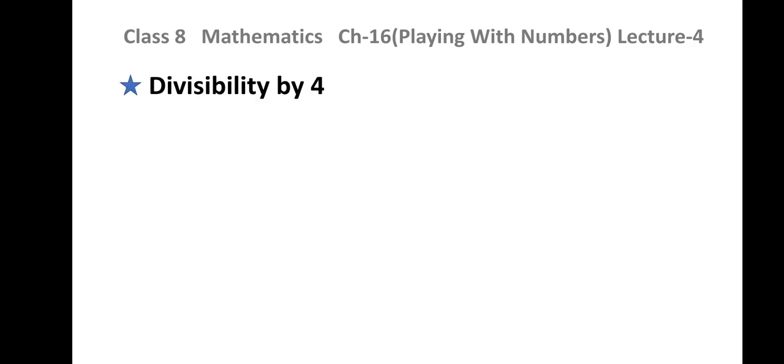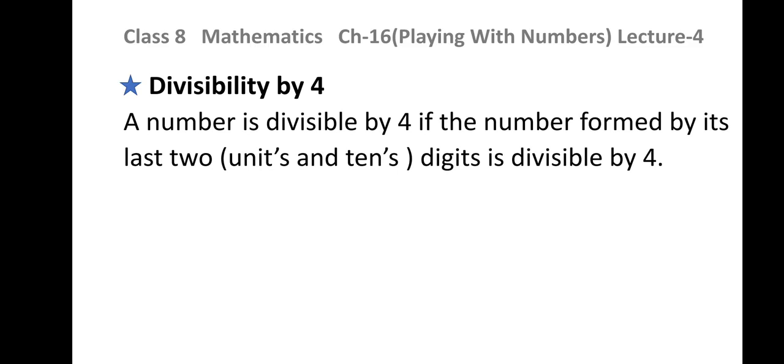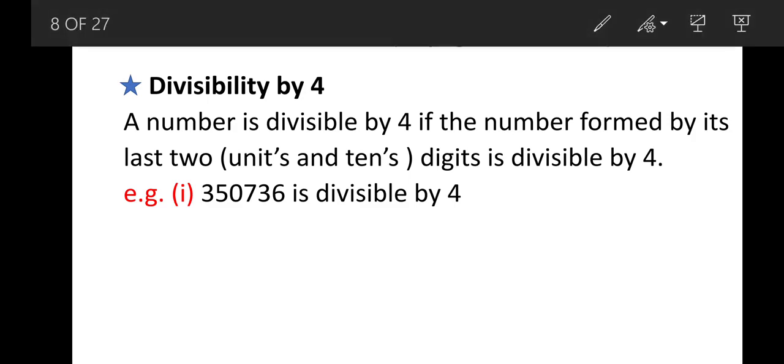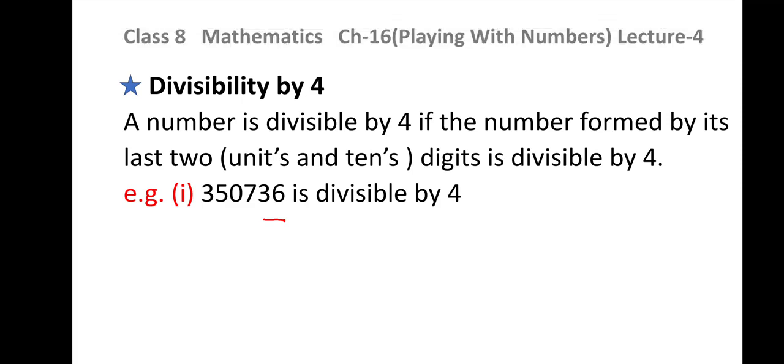Now coming to the divisibility rule by 4, how will we find out whether a given number is divisible by 4 or not? A number is divisible by 4 if the number formed by its last two digits, that is the digit at units place and the digit at tens place, is divisible by 4. For example, here we can say this is the number which is divisible by 4. How can we say that this number is divisible by 4? Here the digits at units and tens place form 36. So, which is divisible by 4? So, we can say that the given number is divisible by 4.